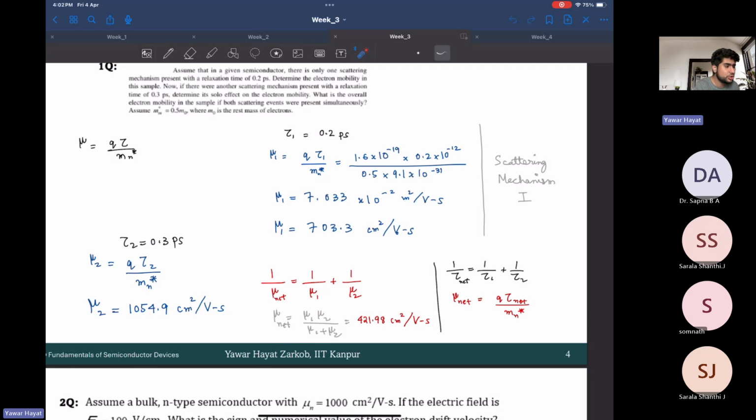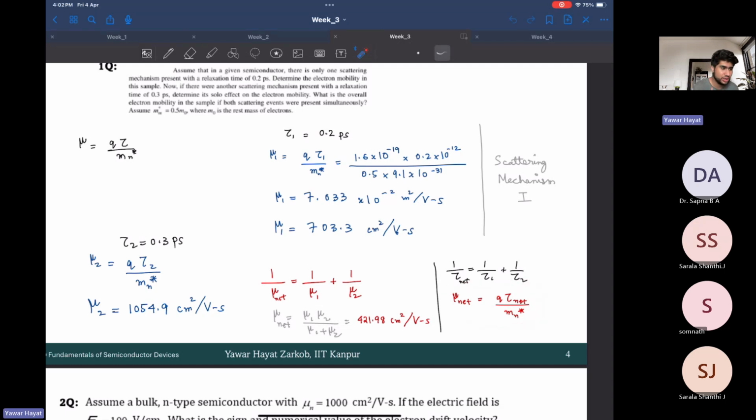Another method is to first compute the net relaxation time. Your net relaxation time would follow the same rule: 1 by tau net is equal to 1 by tau 1 plus 1 by tau 2, and you'll compute tau net. Once you obtain tau net, then compute mu net by plugging the tau net value in this equation, q tau net by mn star. Once you use that, you'll find the answer.